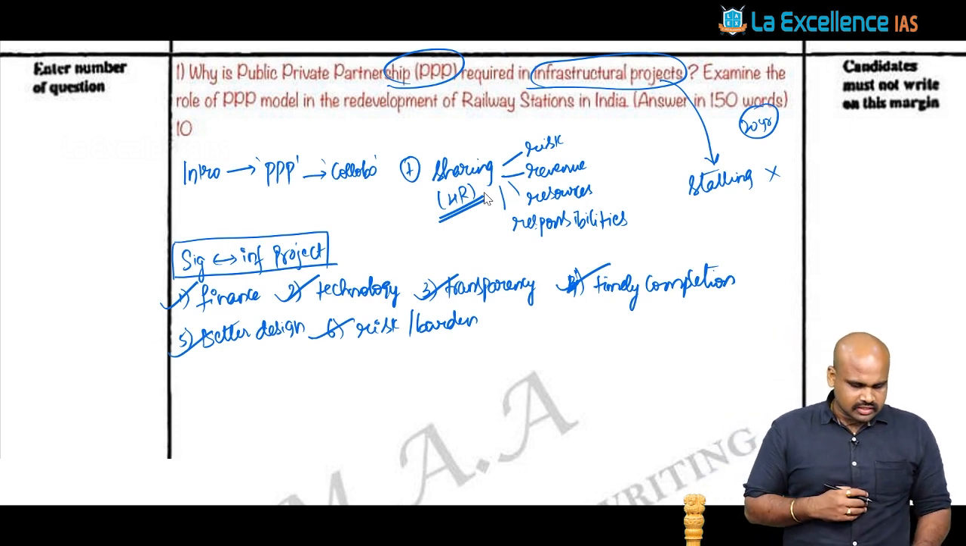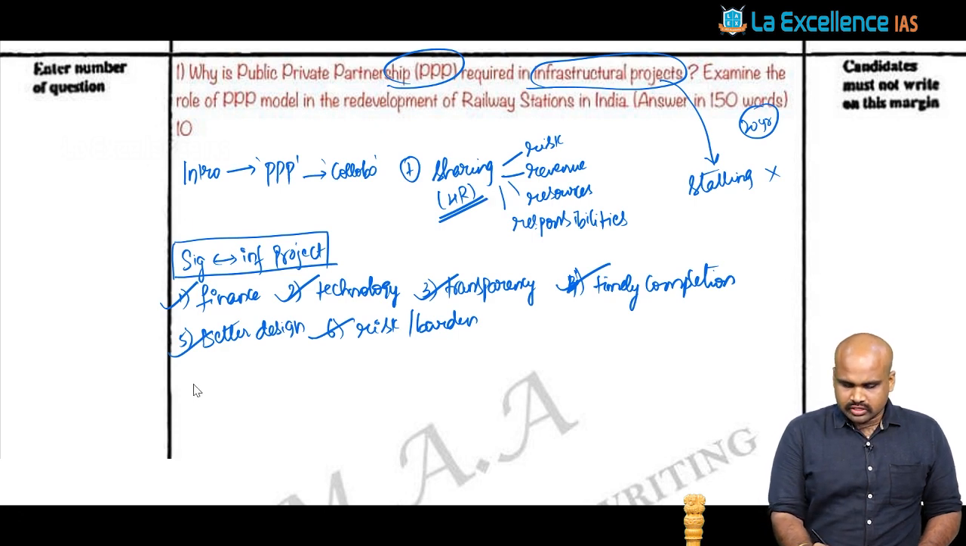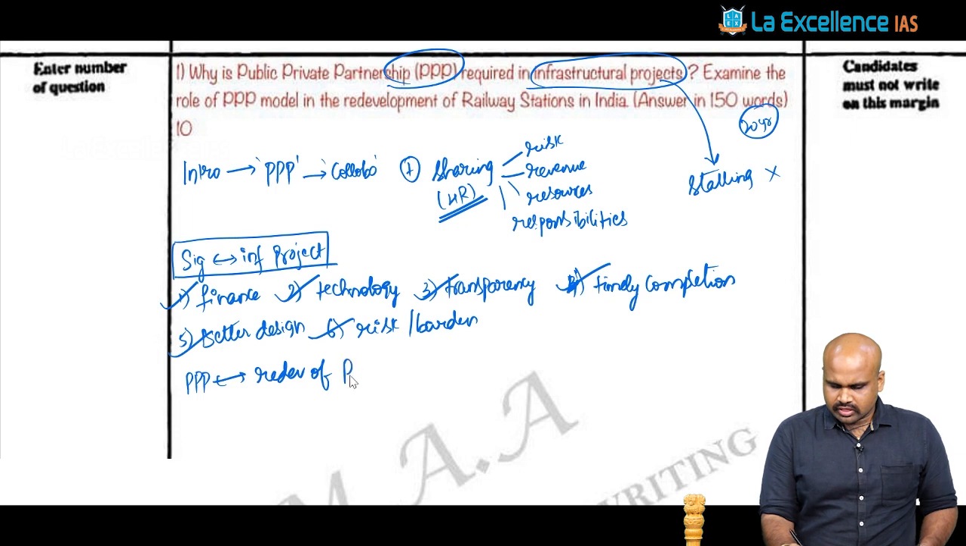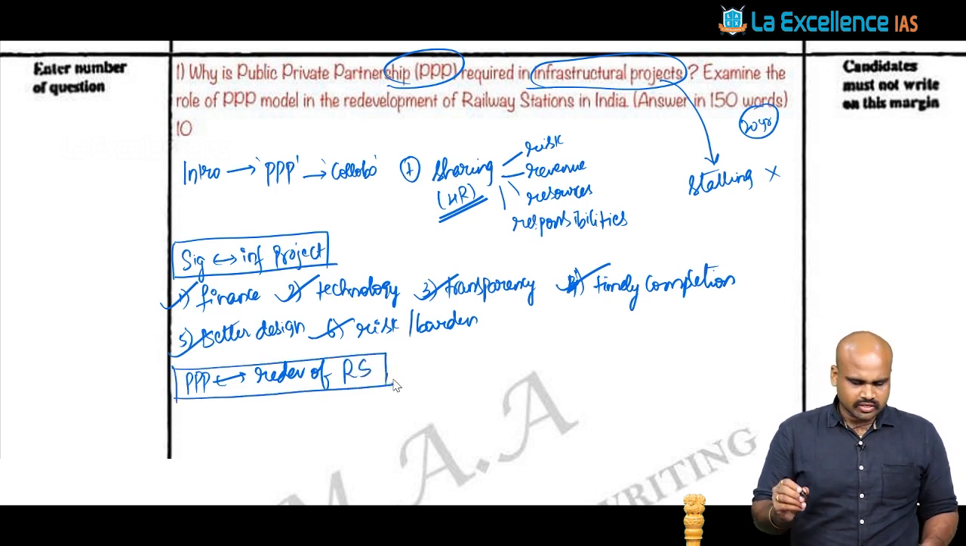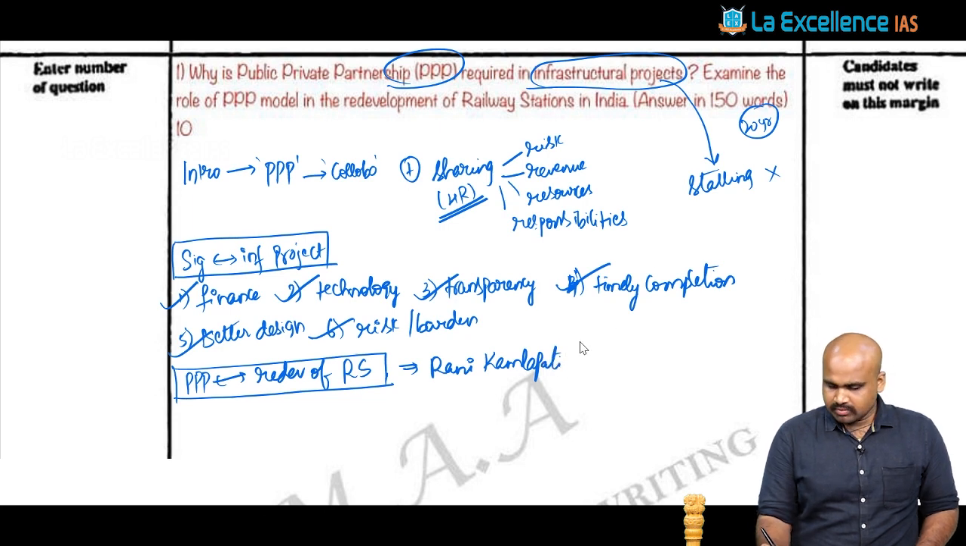And once we understand this, the second aspect we need to discuss is the role of PPP, especially in redevelopment of railway stations. This is the second dimension that is being talked about. And when you look at this, here we need to categorically talk about the redevelopment project undertaken at Rani Kamlapati railway station in Bhopal.